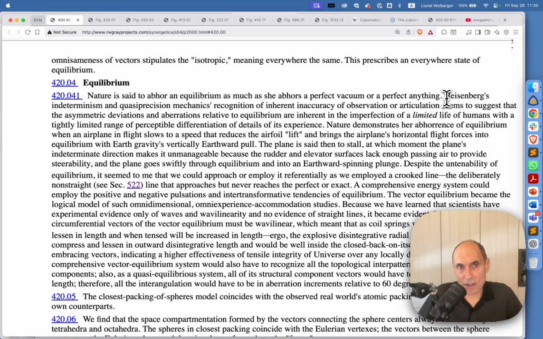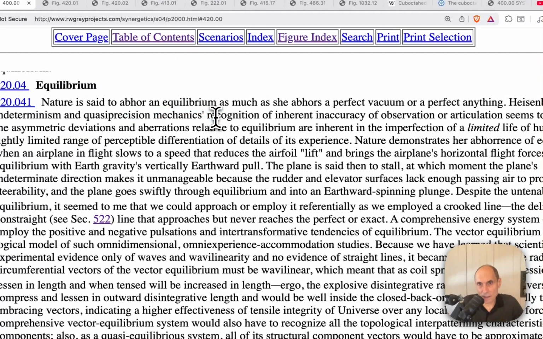Heisenberg, of course, has the uncertainty principle where you can't know momentum and location at the same time, and Fuller is generalizing this to an inability to measure things perfectly, a built-in inaccuracy in nature.